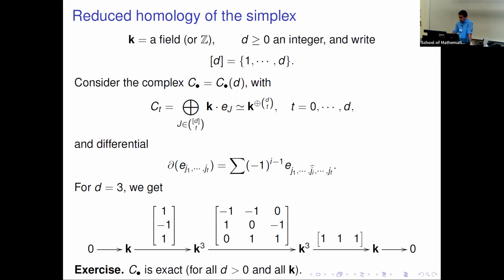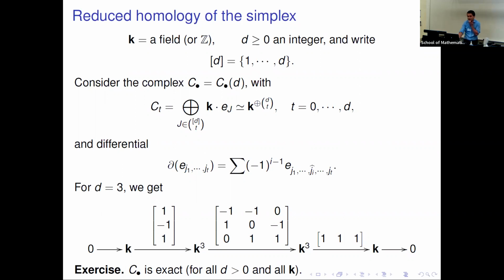And the differentials are defined by just removing one of the elements in the set with an appropriate sign. And hopefully you've seen this as a complex computing the reduced homology of the simplex. Let me give an example for D equals 3. And the exercise is to show in as many ways as possible that this complex is exact. Okay, so I hope everybody has done this at least once.